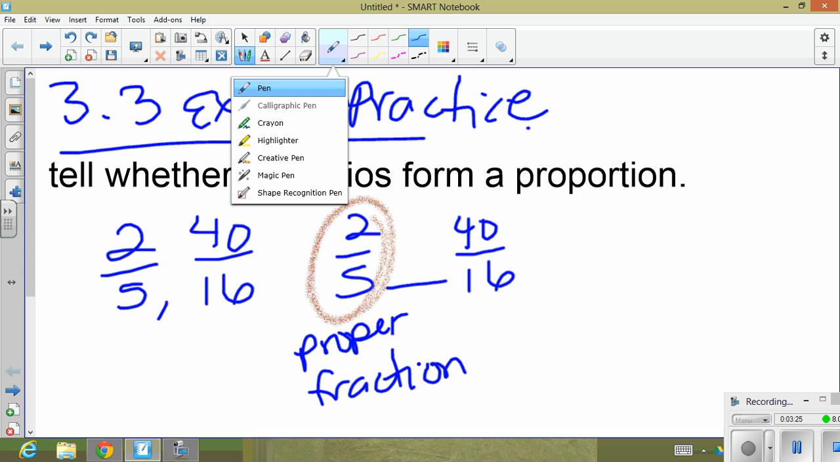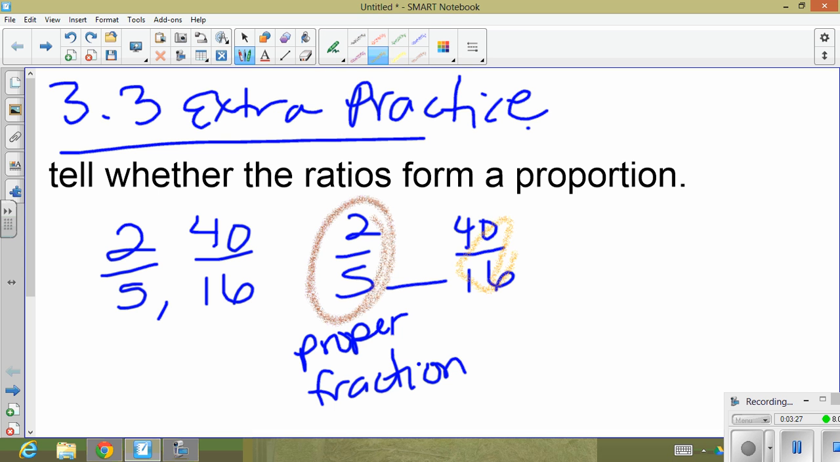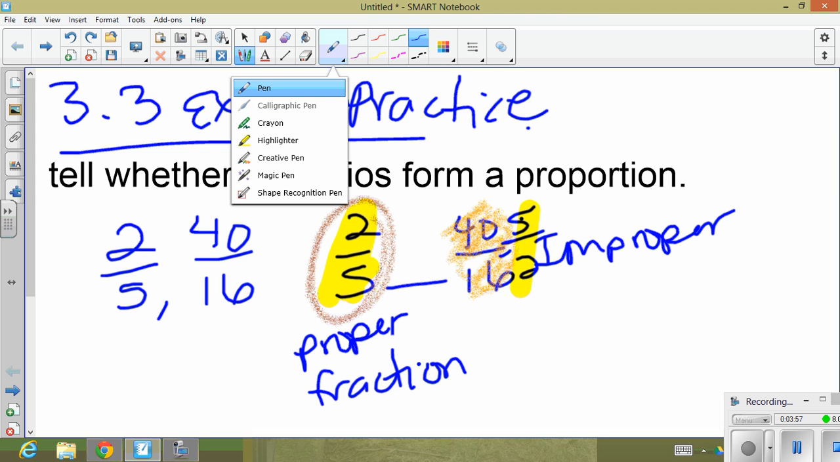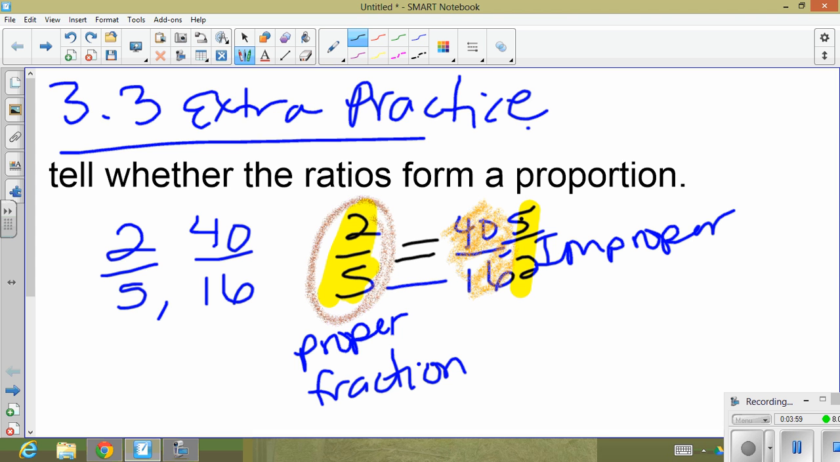But if I take a look at this next example here, 40/16 is what we call improper. And I know I can reduce it, so if you use the N/D button, 40/16 reduces to 5/2. Is 5/2 the same thing as 2/5? And hopefully you're saying no. So when I have a proper fraction and an improper fraction, I know immediately that they're not going to be equal. So an equal sign with a line going through it means not equal.